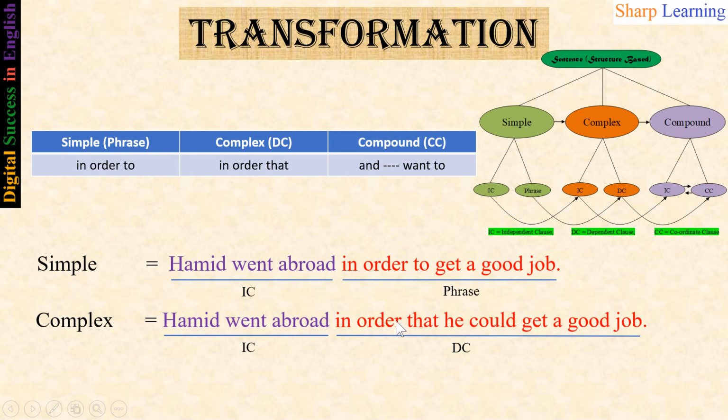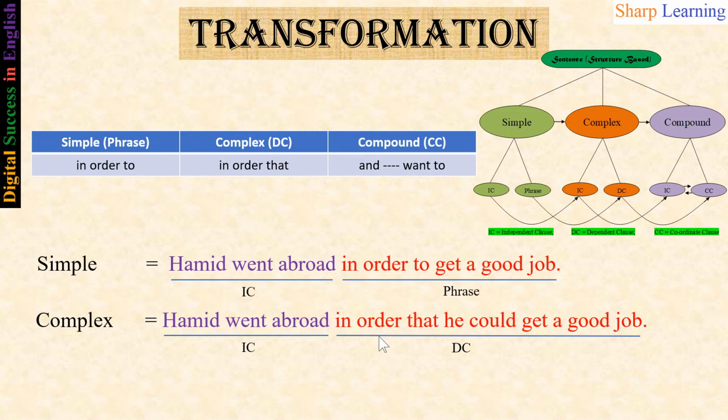So we have used the conjunction "in order that" or "so that", then the subject "he". It is past tense, that is why we have used "could", and the verb that we have taken from the phrase, "get", then "a good job", the extension. So conjunction plus subject plus verb plus extension. Four things we have ensured, that is why it has been a DC. Use of IC and DC has ensured a complex sentence.